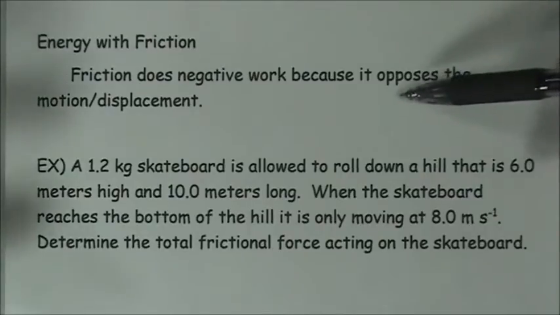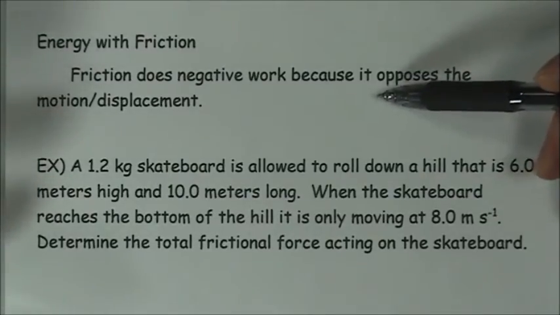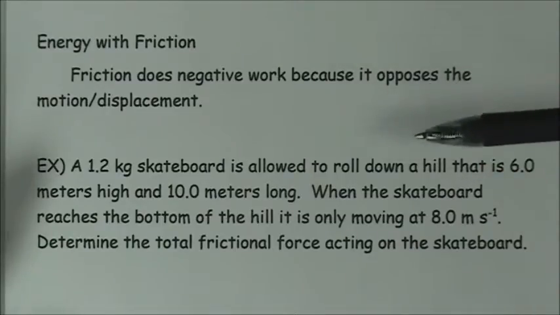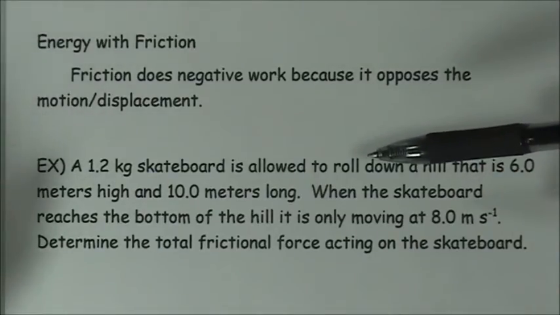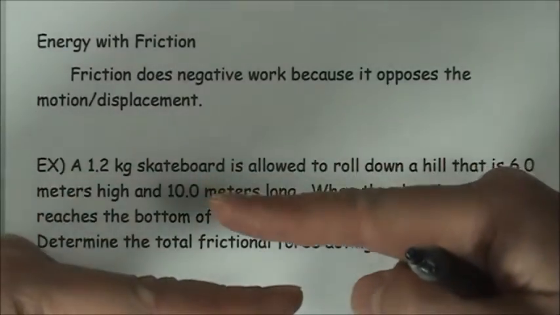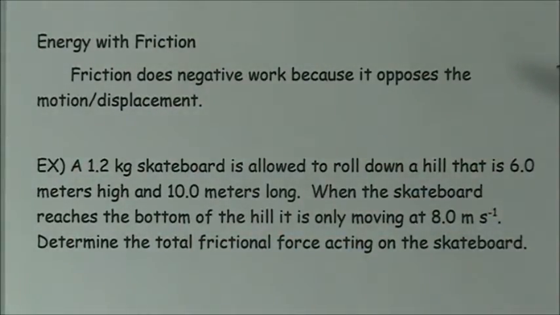So obviously friction always does negative work, because friction by definition always opposes the motion of the object, or the displacement of the object. So if the object is displaced to the right, then the frictional force always acts to the left, and one of those two has to be negative. So no matter what, friction is always going to produce this negative work. It always takes away from the total energy that's available from the object.